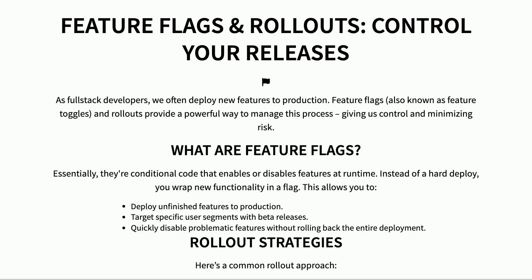This means we can deploy unfinished stuff, test with smaller groups of users, and even quickly disable something if it's causing problems, all without having to roll back the entire deployment. We have a few different rollout strategies like percentage rollouts, where we gradually show the feature to more and more users, or user segment rollouts, targeting specific groups for testing. It's all about controlling risk and delivering value safely.